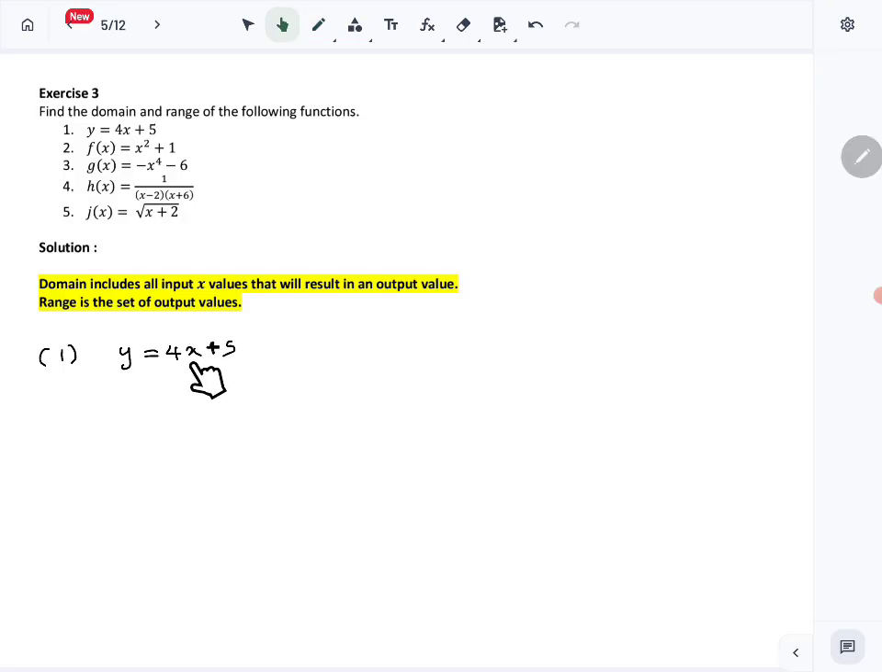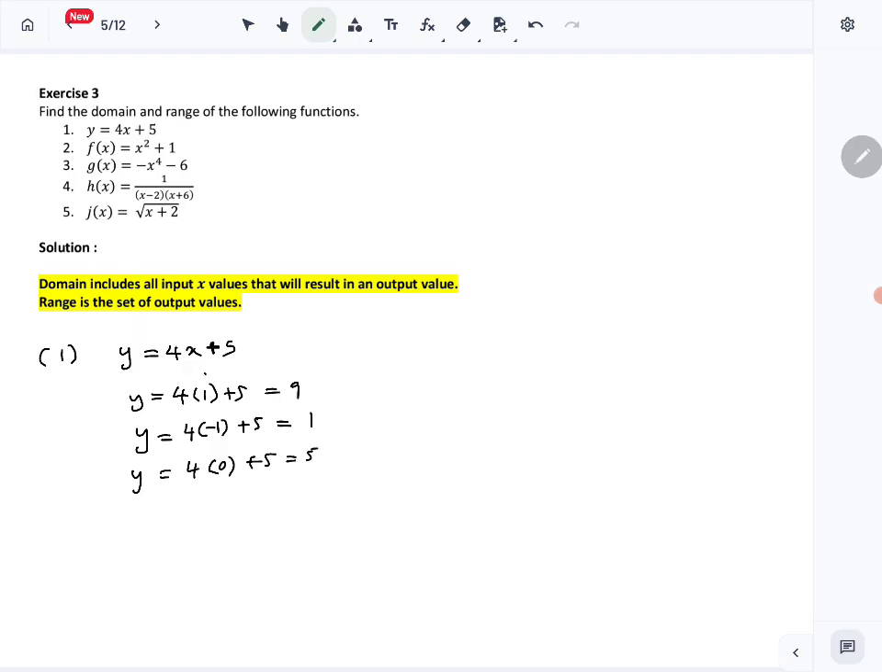So the inputs are x, outputs are y. So let's look at this. If I put a positive number for x, what happens? For example, I can put 1, then I'm going to get an output, no? Similarly, if I put a negative number, again I am getting an output, right? I can put 0 also, no? And still I am getting an output.